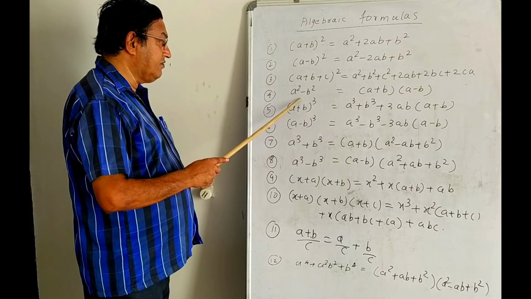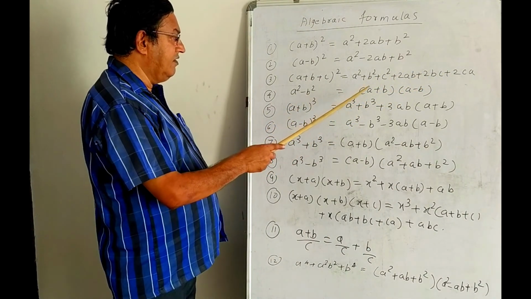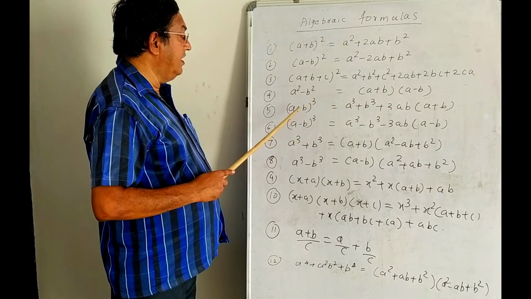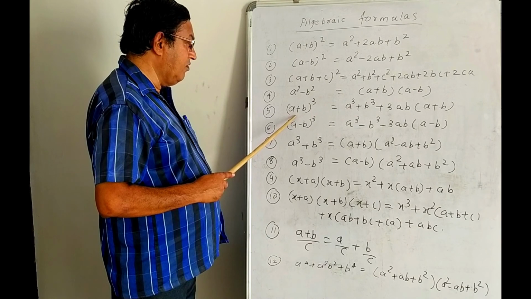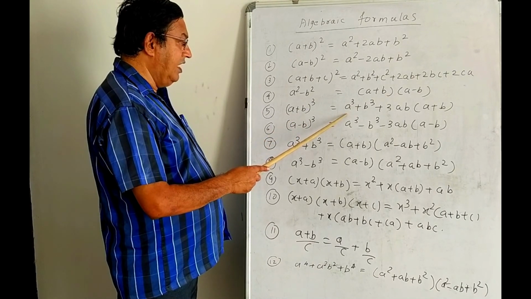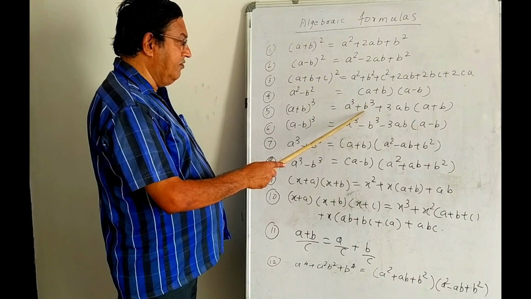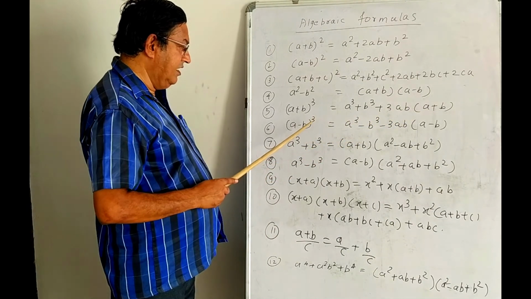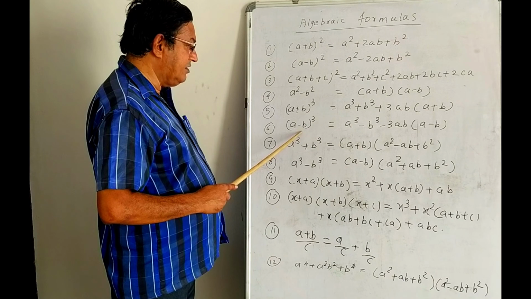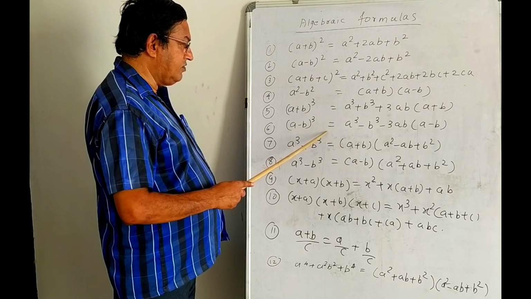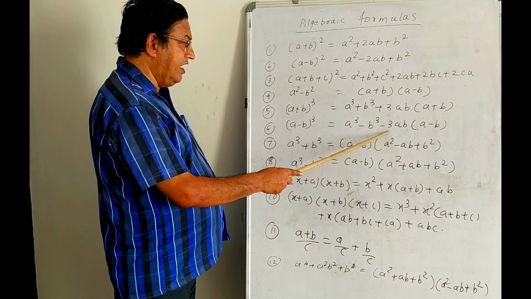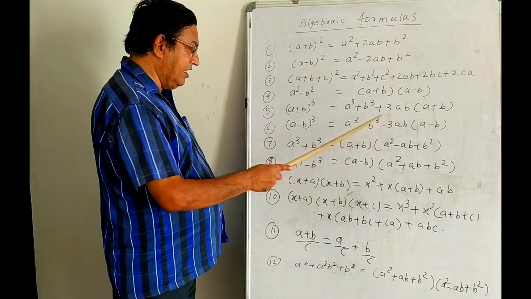Next one is a square minus b square equals (a + b) into (a − b). The next one, (a + b) whole cube equals a cube plus b cube plus 3ab into bracket (a + b). The next one is (a − b) whole cube equals a cube minus b cube minus 3ab into bracket (a − b).